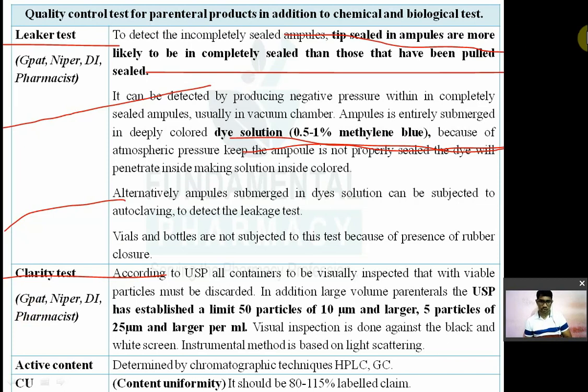For large volume parenterals, the USP has established the limit of how many particles there should be: not more than 50 particles of 10 micron and larger, and not more than 5 particles of 25 micron and larger in size per ml. Now the clarity test is done by visual inspection. You have to look with your own eyes against a black and white screen. Nowadays instrumental methods based on light scattering are also available. Earlier you only had to look in front of a black and white screen. I don't know if you have ever done this.